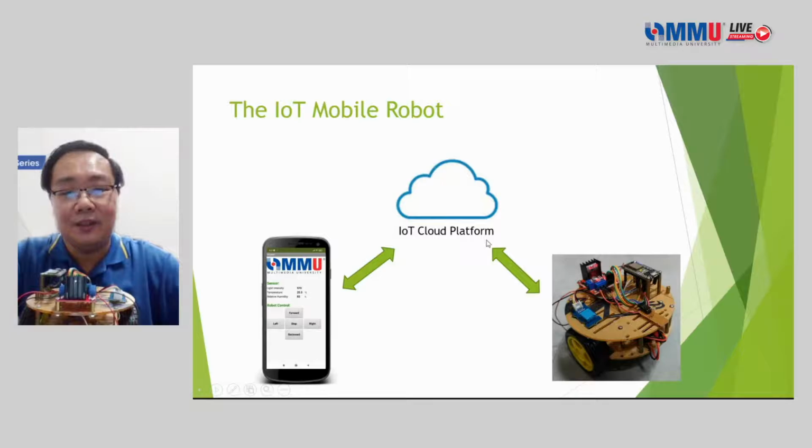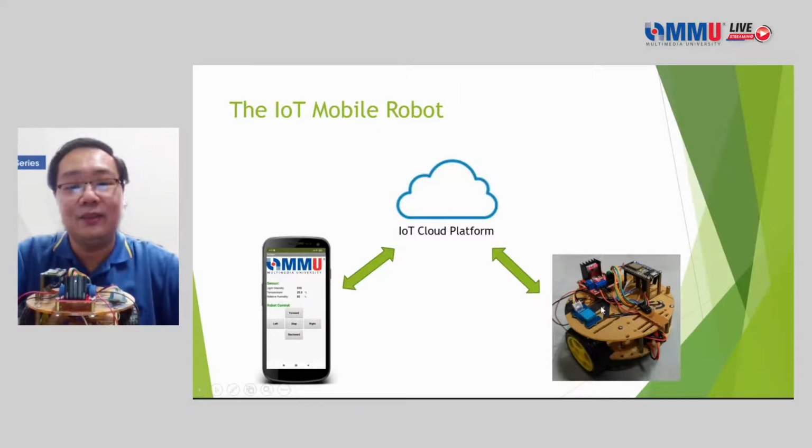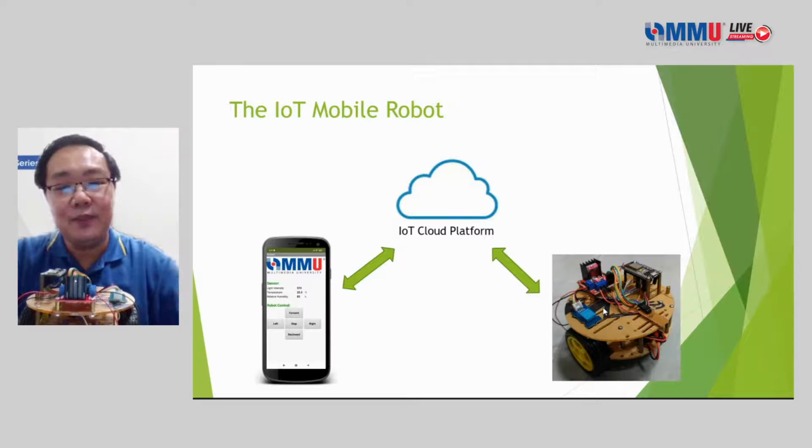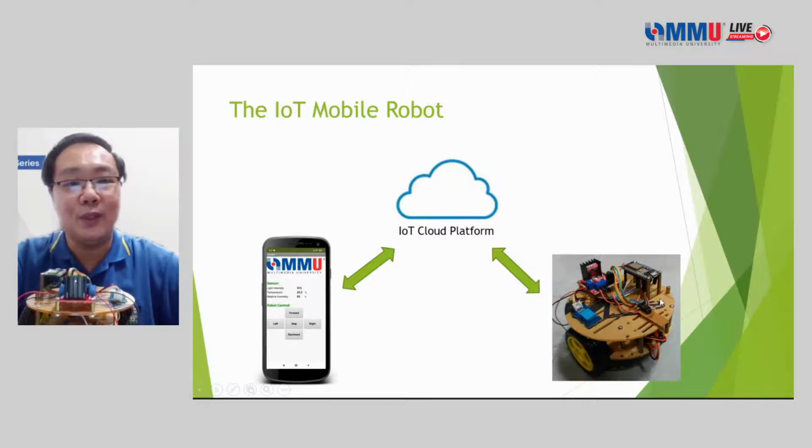At the same time, we also need to program the mobile robots so that they can connect to the internet and interact with this cloud server. The data sent by the sensor will be sent to the cloud server. At the same time, the control signal sent from the app will be retrieved by the mobile robots to move: either forward, backward, turn left, or turn right. We need a few software tools here. On the mobile robot side, we need to install the Arduino IDE, which you can download for free.